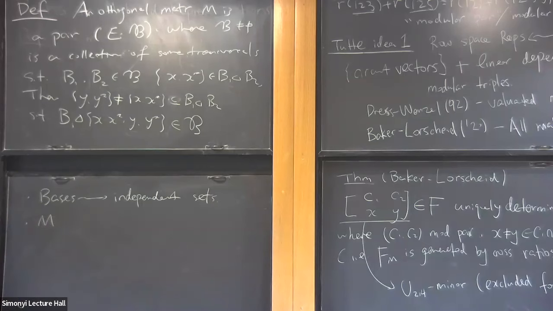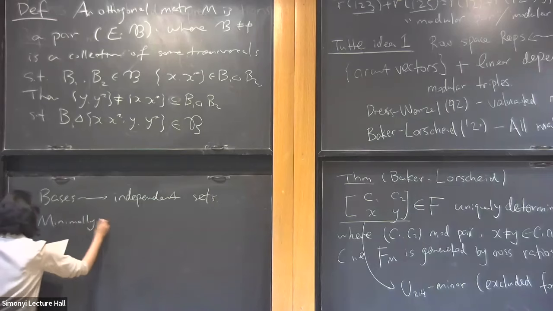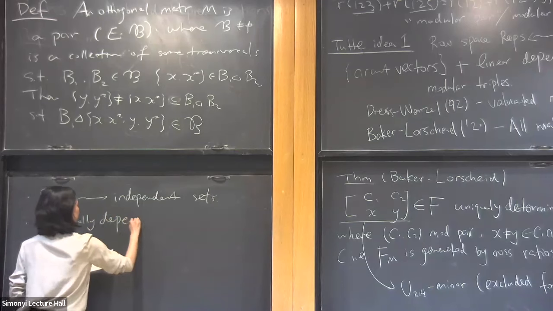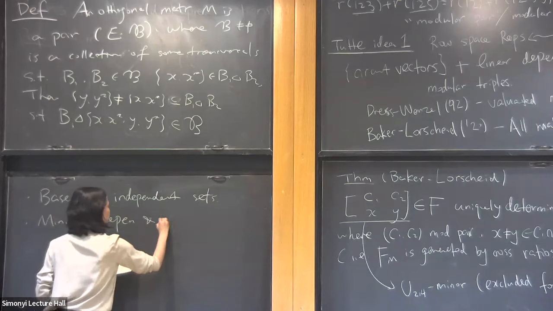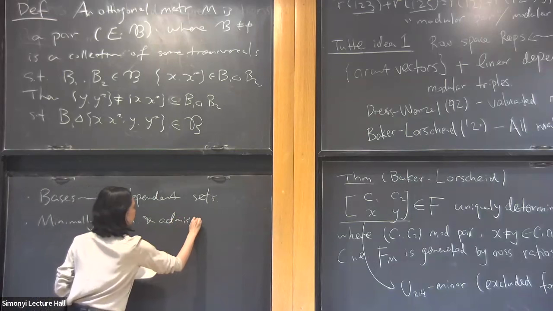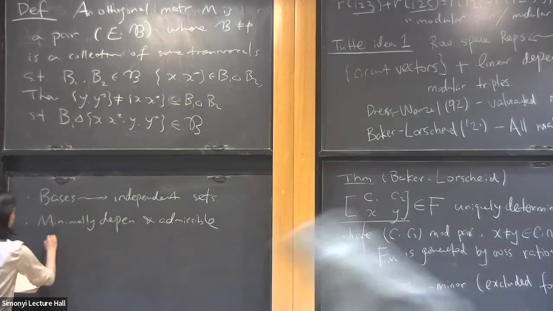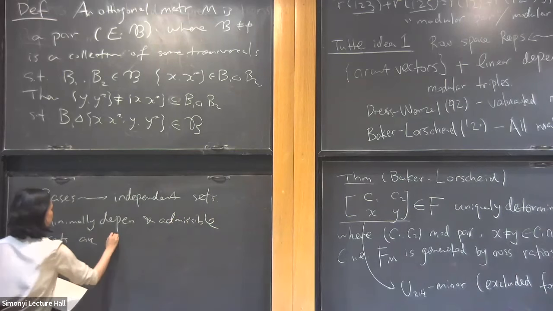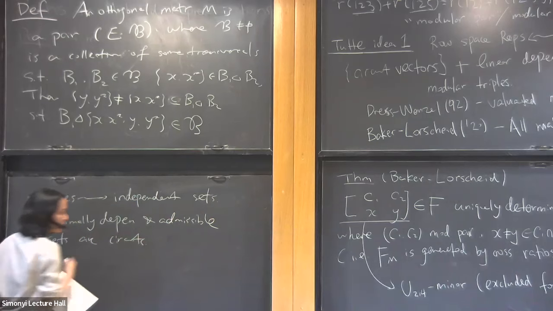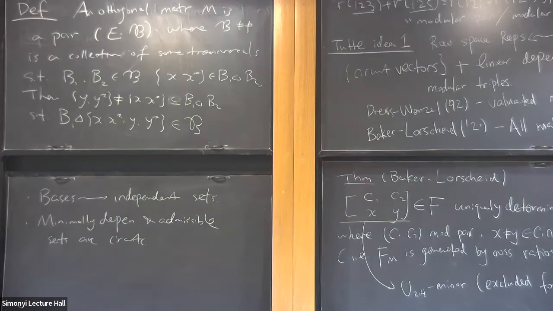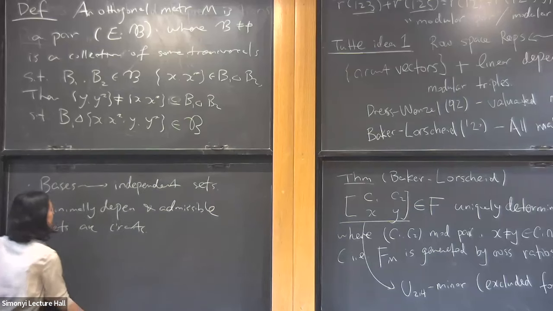And from independent sets, you can see what the dependent sets are. Those that are admissible and minimally dependent are called circuits. And there is also a circuit axiom for orthogonal matroids. Those are very classical results.